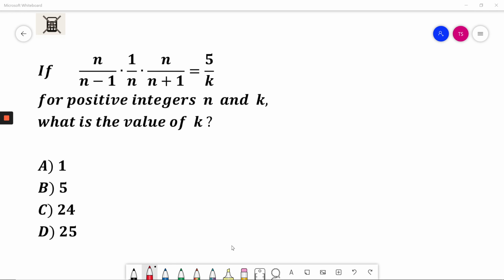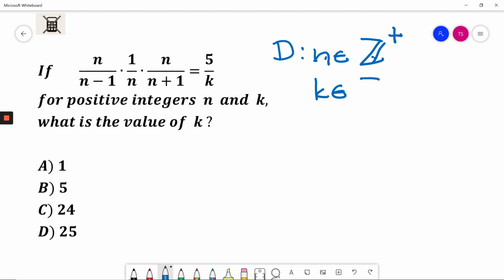Okay, I will solve it now. First, I will write the domain. n and k are positive integers, so I will write n belongs to Z plus, integers, k belongs to Z plus, and also because of divided by n minus 1, n cannot be equal to 1.